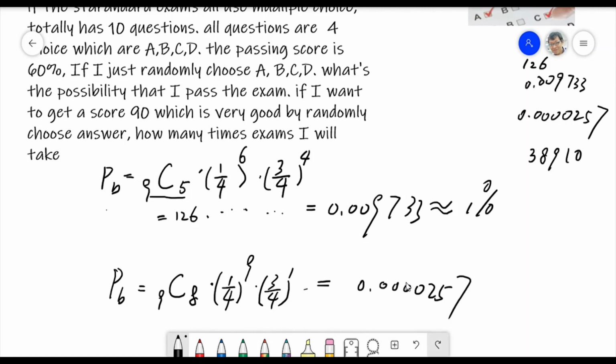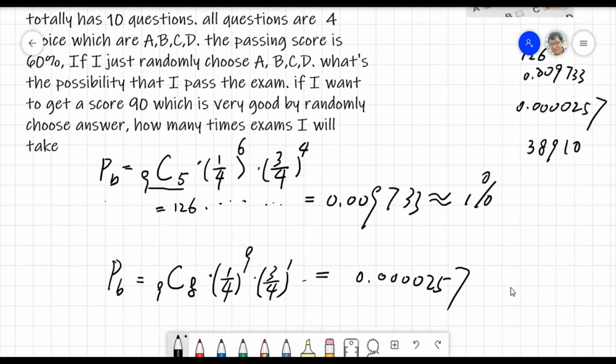0.00000257. So how low is the probability, right? Very, very low. I don't want to say specifically. But the problem is not asking for the probability; it asks how many times you take the exam to get 1 chance of a passing score of 90.